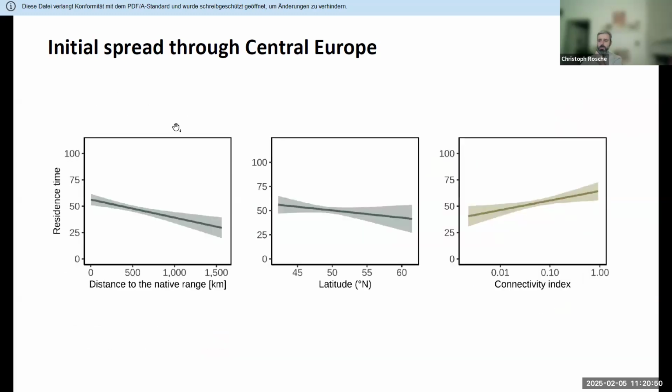So the most important variable was the distance to the native range. The further a grid cell was away from the native range, the shorter the residence time of tetraploids. In other words, tetraploids are longer present in areas that are close to the native range. And we found similar patterns for the latitude, whereas the connectivity index showed a positive relationship. So tetraploids are longer present in areas that are well connected in terms of traveling and trading infrastructures.